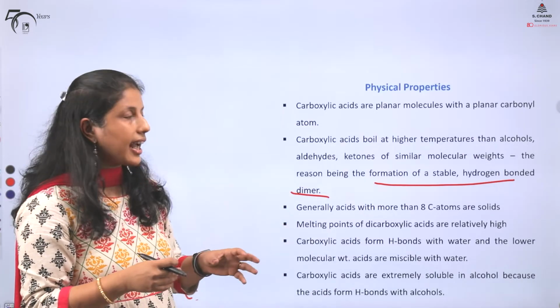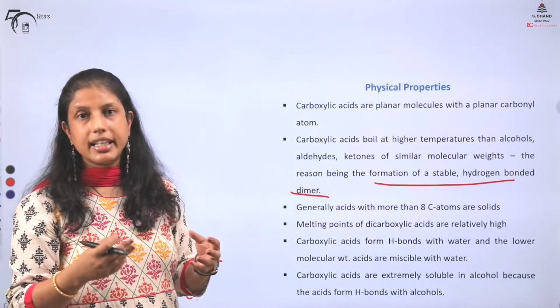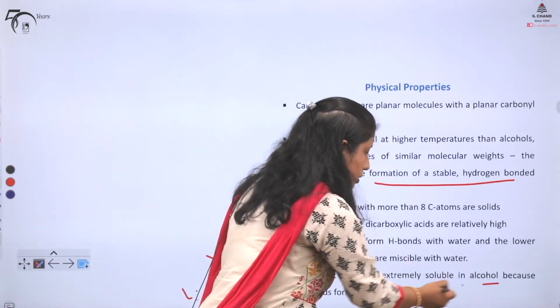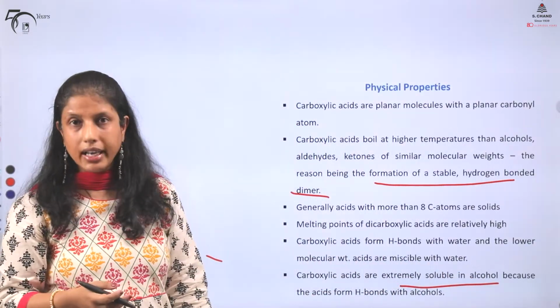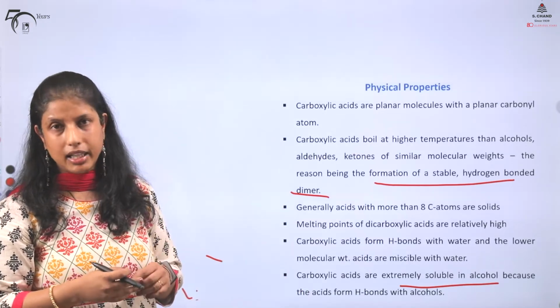Carboxylic acids also form hydrogen bonds with water, and so they tend to be miscible with water. They are extremely soluble in alcohol. Why? Because the acids form hydrogen bonds with alcohols.